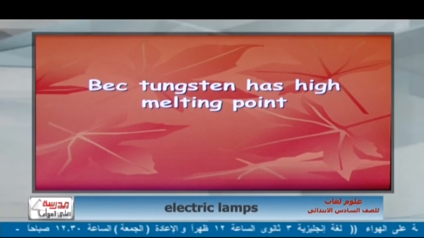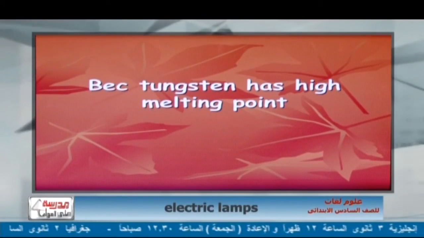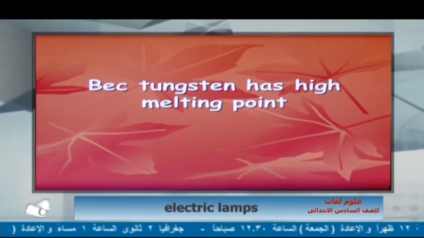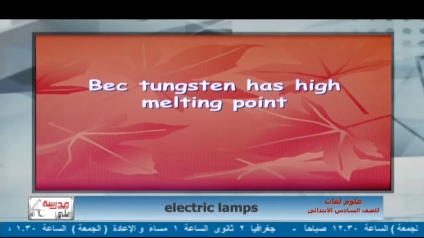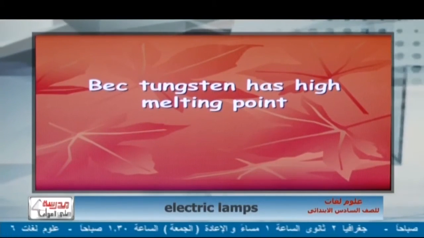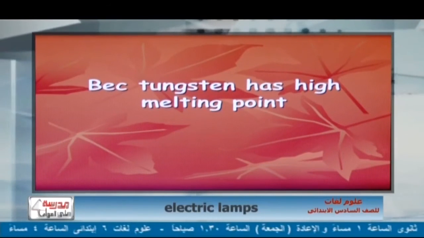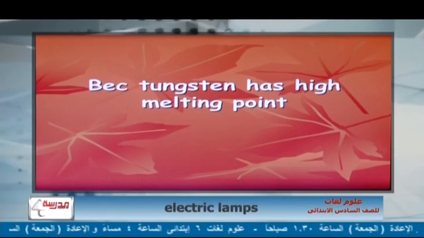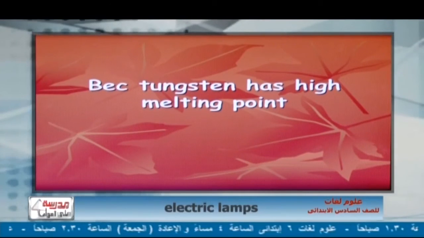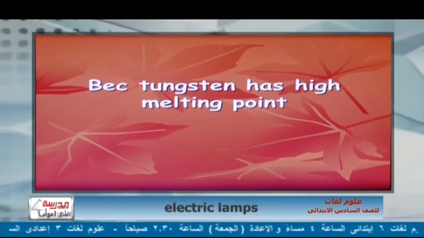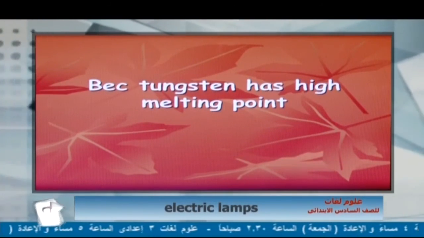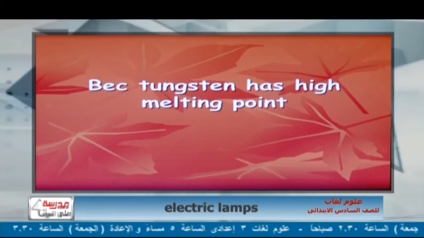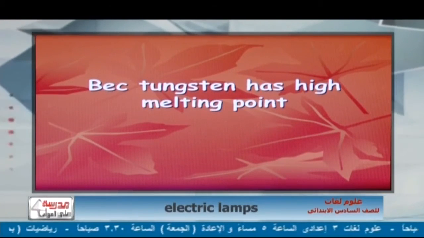tungsten عنده درجة انصهار مرتفعة جدا بالمقارنة بأي metal تاني such as iron, such as copper, such as silver, nickel and so on. So tungsten has the highest melting point of metal. فبالتالي بيتحمل كمية حرارة عالية جدا and can't be cut، ما يقطعش، وده بيسبب increase in the lifetime of the lamp.